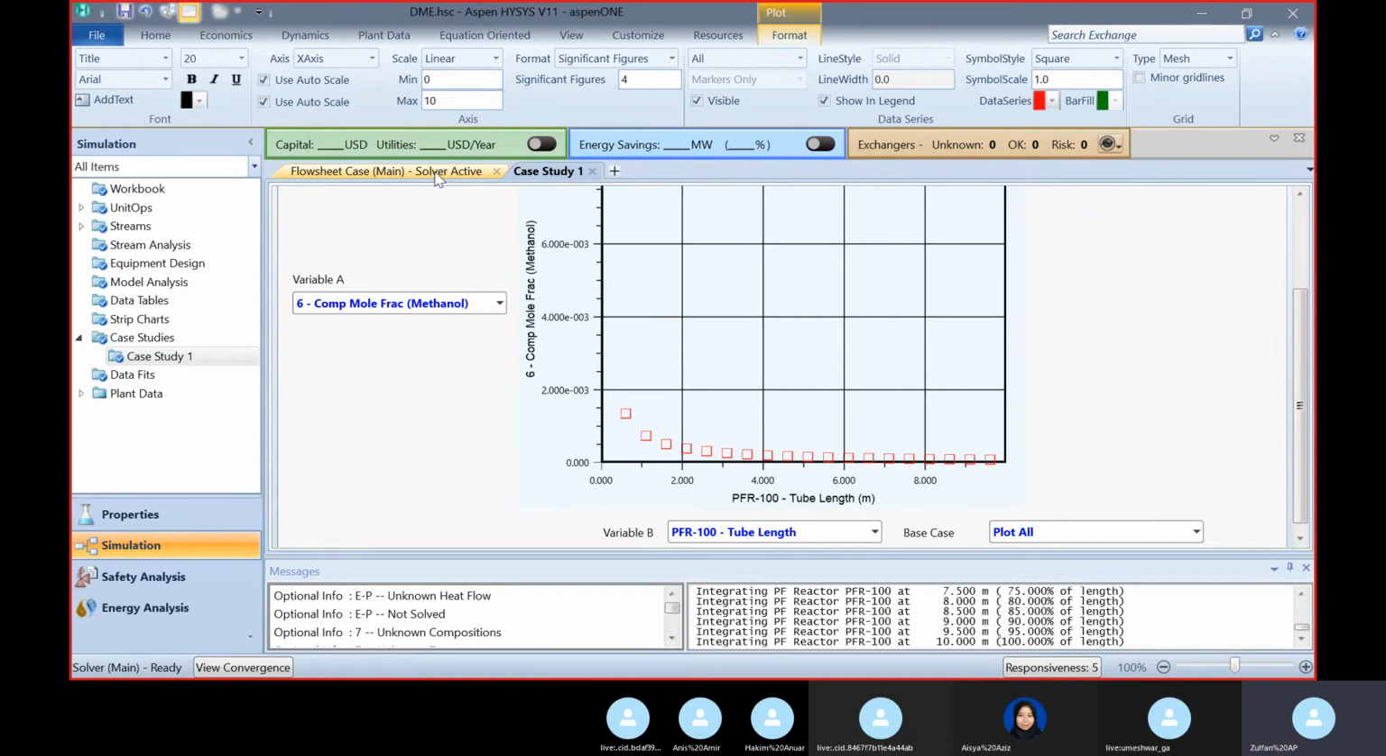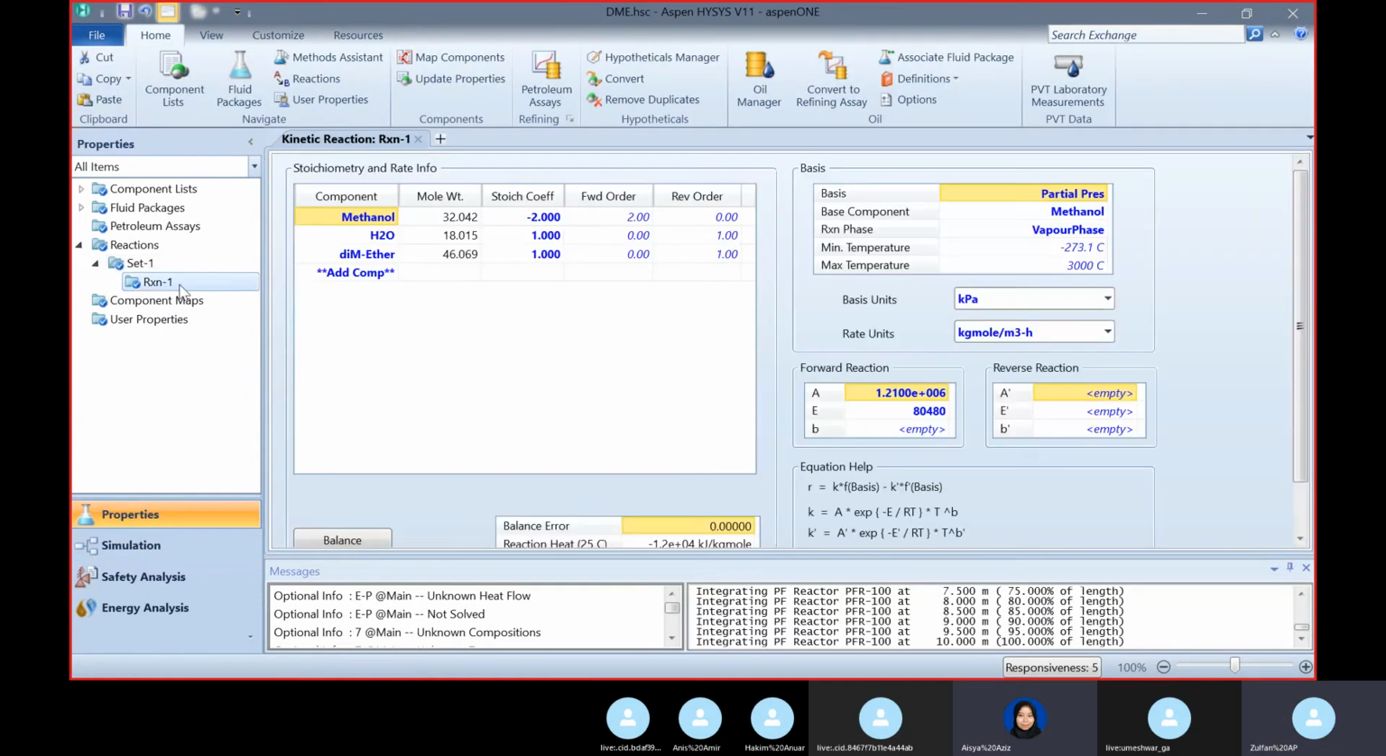Okay. So go back to properties. The goal is to change the K0. Exactly. We want to match this, to get methanol reacting only 80%. So we have the A, and we can reduce this A so that we get that 20% of methanol at the end.